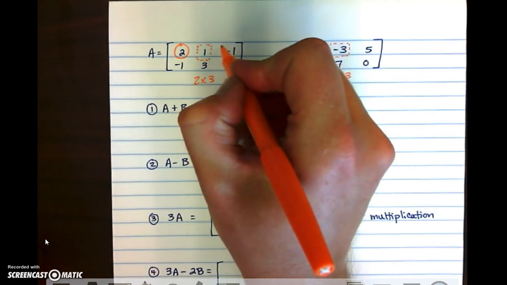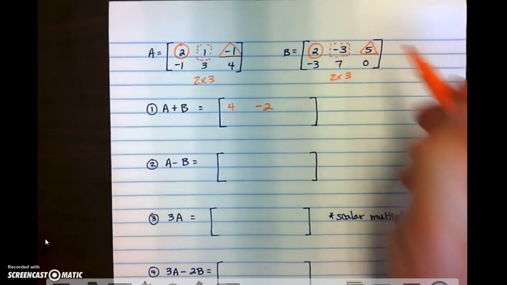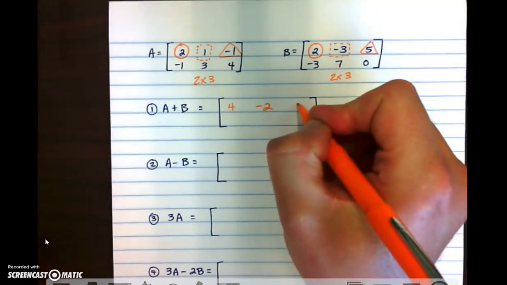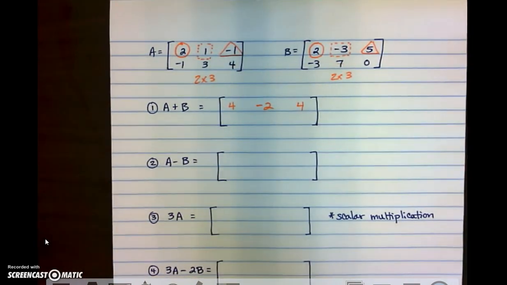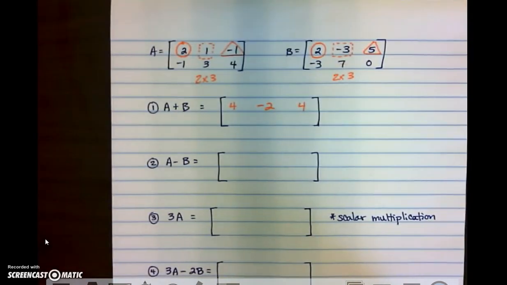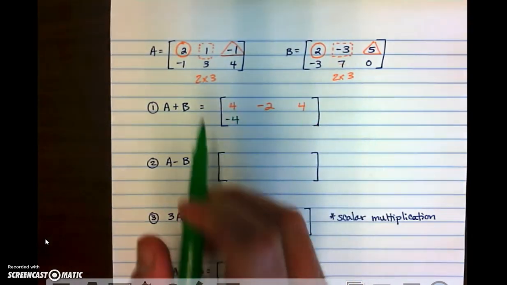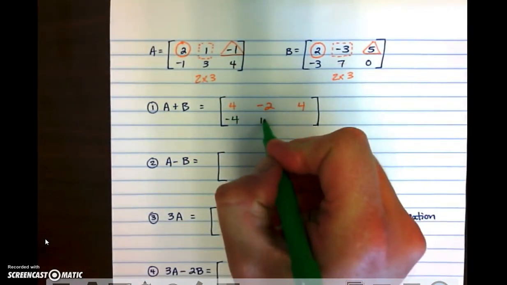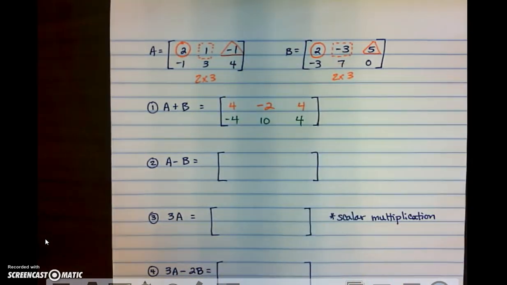And then I'm going to add up row 1, column 3, and -1 plus 5 is 4. And that gives me my first row in my answer here. And then I'm going to do the same exact thing for the second row. So I'm going to take -1 and -3. That's -4. 3 and 7 is 10, and 4 plus 0 is 4. And there is my answer for adding A plus B.